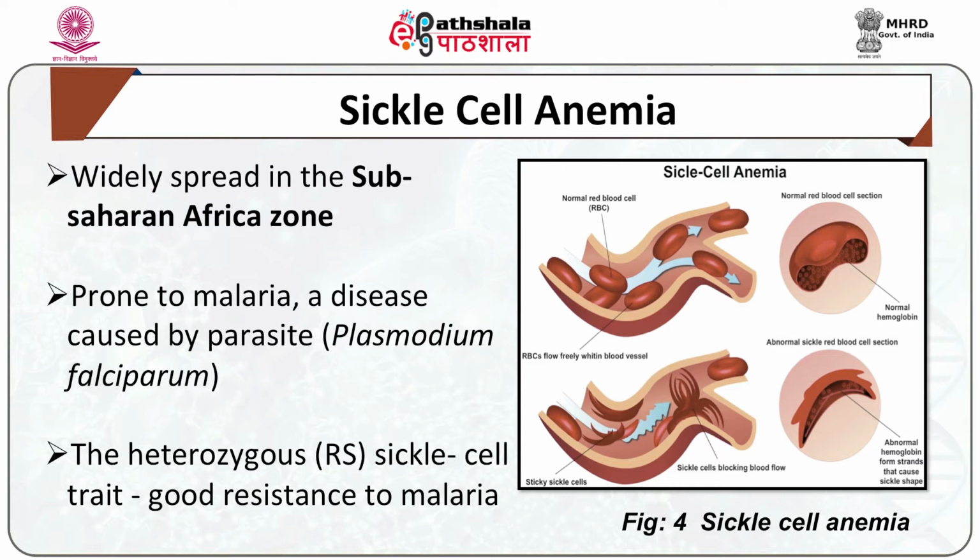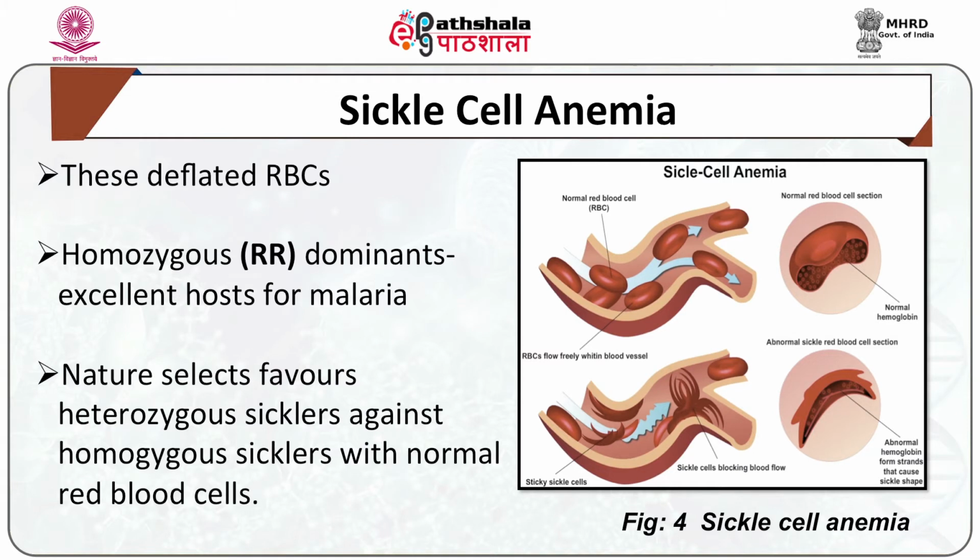The heterozygous sickle cell trait has a moderately good resistance to malaria, as these deflated RBCs rarely develop the life-threatening anemia and the related problems observed in the case of the homozygous S. The otherwise harmful sickle-linked allele provides an advantage for heterozygous individuals. The homozygous R dominant have normal RBCs which are excellent hosts for malaria. Hence, nature selects in favor of the heterozygous sicklers against the homozygous sicklers with the normal RBC cells.